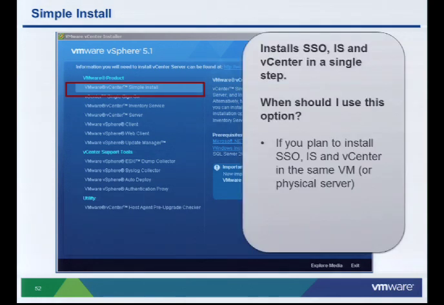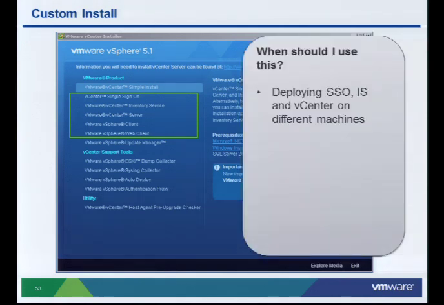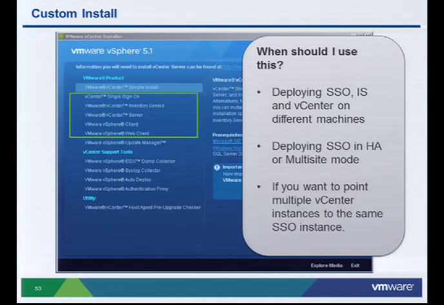So when would you want to do this? If you plan to install SSO, IS, and vCenter on the same VM, then you should use this simple install mode. You could use the customized installation where you choose when to install what, and that option should be used if you're deploying all of these pieces on different VMs, and that would be a deployment mode. We'll talk about that. If you are deploying single sign-on in HA or multi-site mode, you want to point multiple vCenters to the same SSO instance.